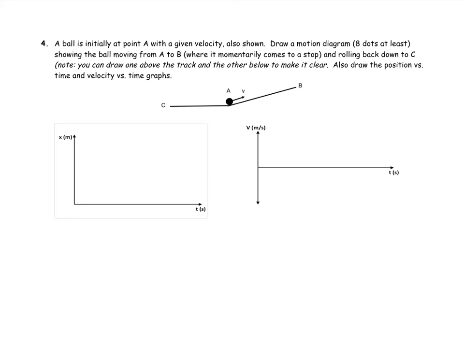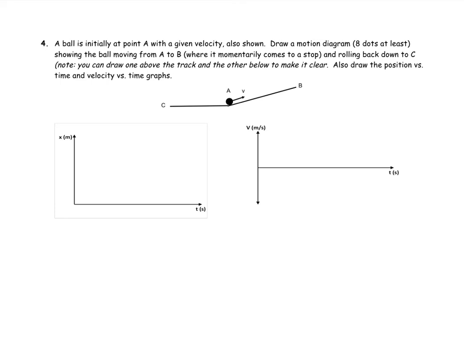So we have a ball initially at point A with a given velocity, and it's going to roll up this ramp. We know it eventually comes to a stop, as we know a ball will. Roll back down and then along to C. So we're going to draw our dot diagram showing this.